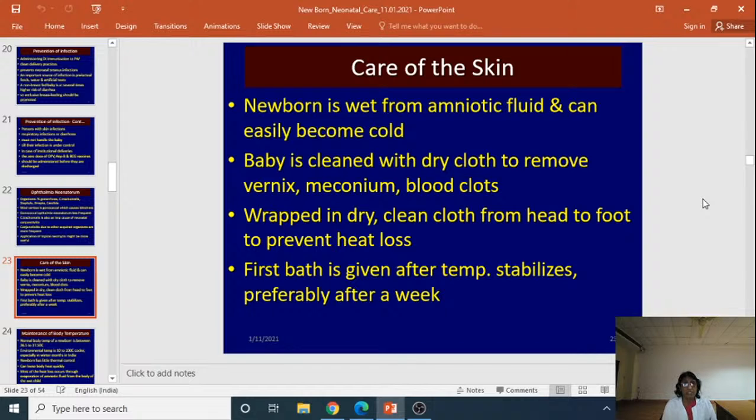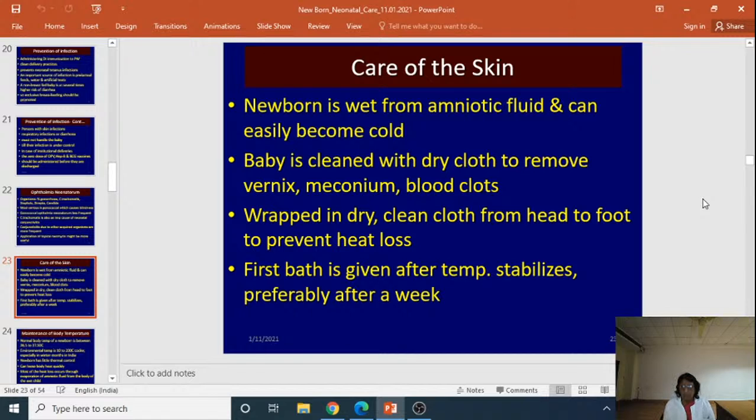Next comes the care of the skin. The newborn is wet from amniotic fluid and can easily become cold. So what you have to do? You have to take a dry cloth. You have to teach the attendants, whoever attends to the baby, to clean with a dry cloth and later remove vernix, meconium, blood clots, everything, after some time when the baby gets accustomed to the temperature. And then after drying, you have to wrap the baby in a clean dry cloth from head to toe. How does it help? It prevents heat loss. Then the first baby bath can be given even after 1 week. It doesn't matter. But in most cultures, they want to bathe the baby immediately after the baby is born. But it is not required.